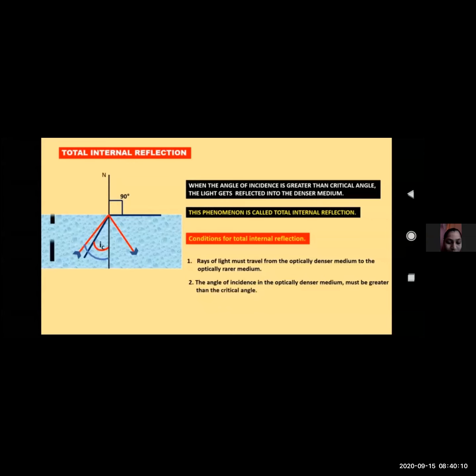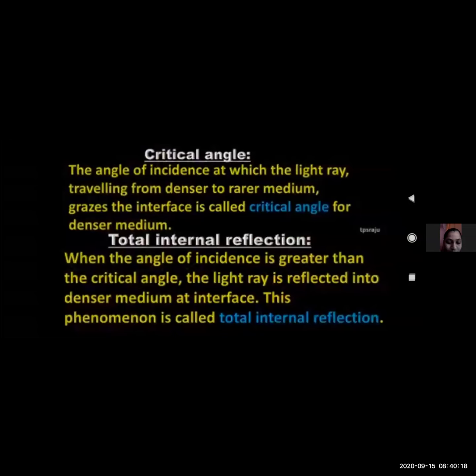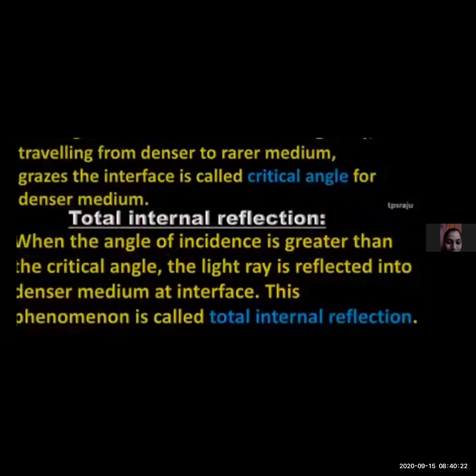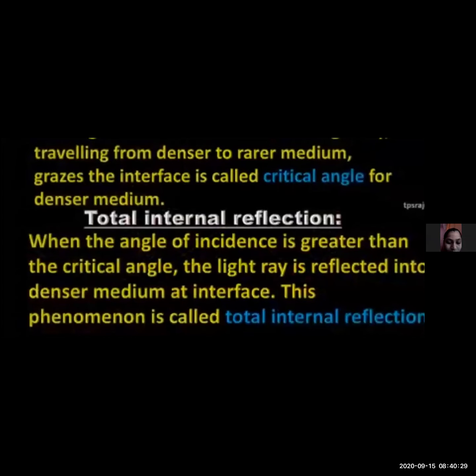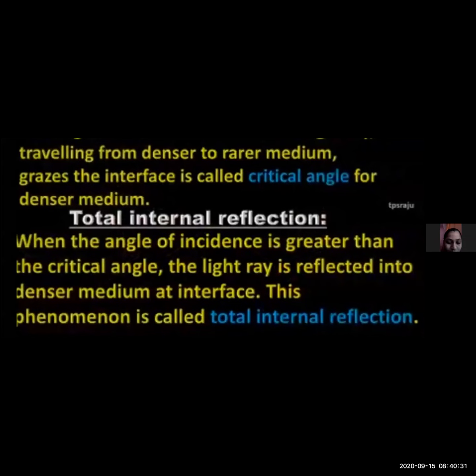Why? To know the answer for every phenomenon happening in our surroundings, we need to know the concepts of physics. My dear students, look at the definition of total internal reflection here. When the angle of incidence is greater than the critical angle, the light ray is reflected, not refracted, in the denser medium at the interface. This phenomenon is called total internal reflection.